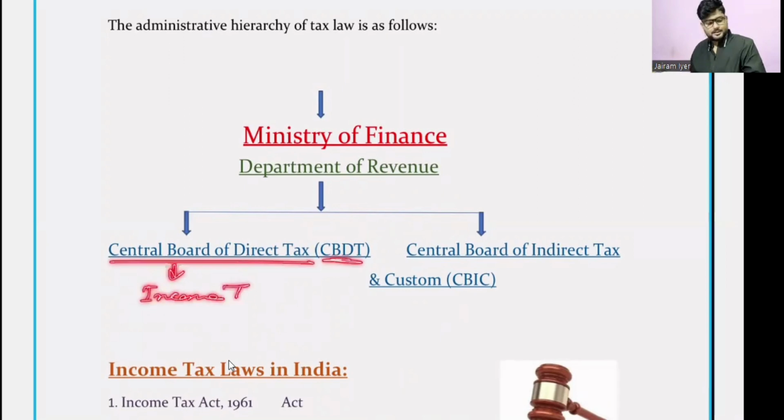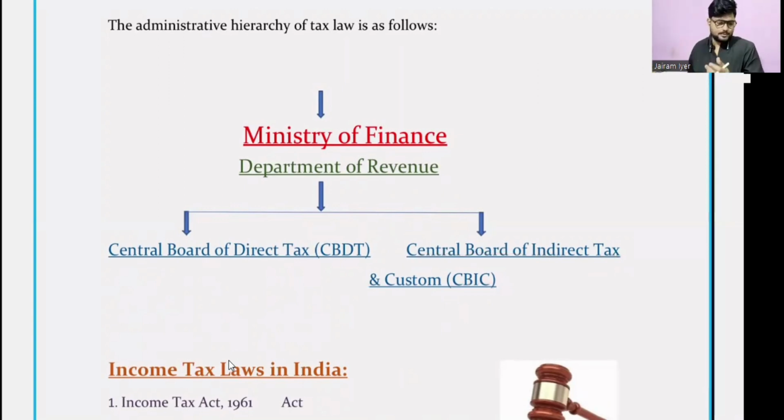And similarly, for indirect tax, we have the Central Board of Indirect Tax and Customs, which is CBIC. Previously, it used to be CBEC because there was excise and customs. But now there is GST, so they have simplified it. Previously, it used to be CBEC, Central Board of Excise and Customs, but now it is CBIC, that is Central Board of Indirect Tax and Customs.